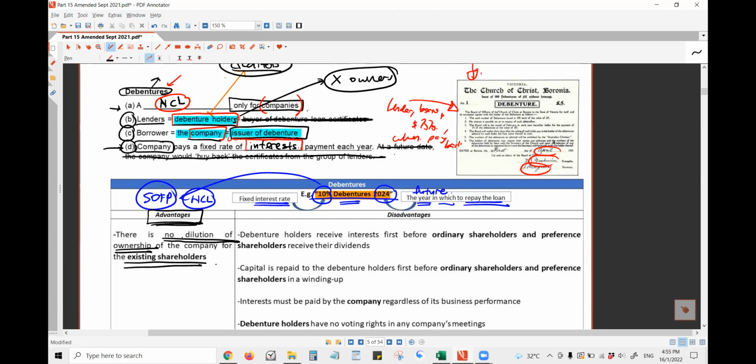Earlier we talked about this term, right? Dilution of ownership is about the lowering of power of the existing shareholders. But if the company issues debentures to raise money, there would not be dilution of ownership to the existing shareholders. So you must really understand the term dilution of ownership. Otherwise, you may have confusion when I'm explaining here. Look at the disadvantages.